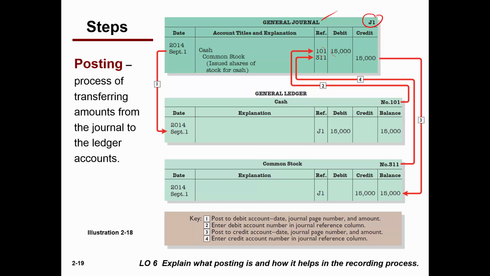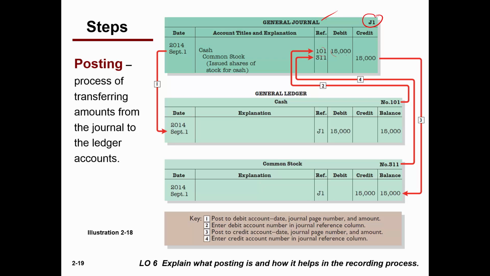Here's the common stock being credited, so you turn to the common stock ledger page in the general ledger. You rewrite the same date. A credit in the journal is going to be posted as a credit in the ledger. Here, coming from page 1 of the journal.